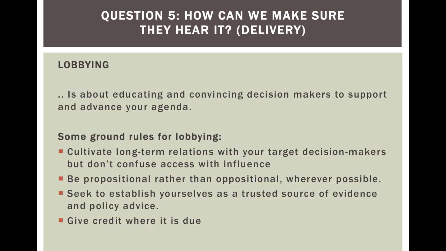Getting back to how we can effectively deliver the advocacy message, let's look at lobbying. Lobbying involves direct communication with decision makers and others who have influence over them. Essentially, lobbying is about educating and convincing them to support and advance your agenda. The primary targets of lobbying are the people with the power to influence a policy change on your issue. Here are some ground rules for lobbying.